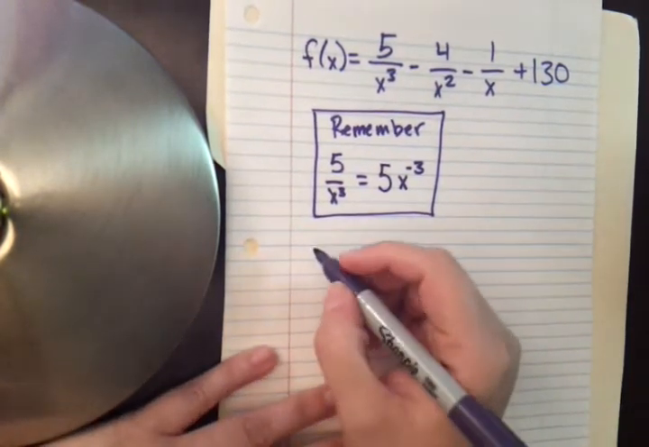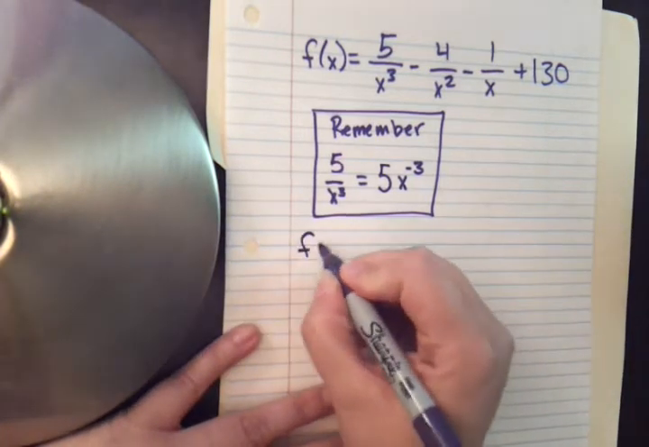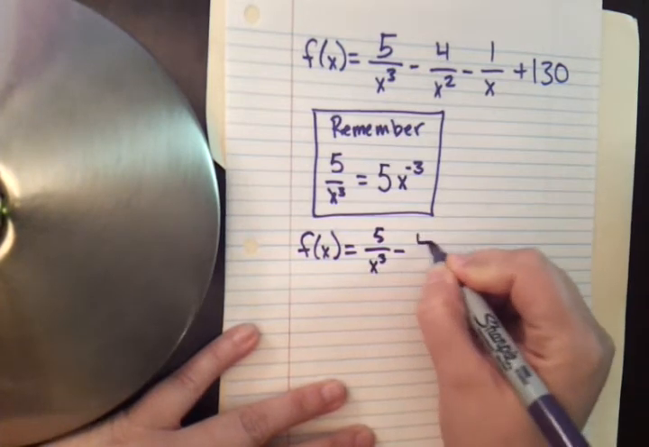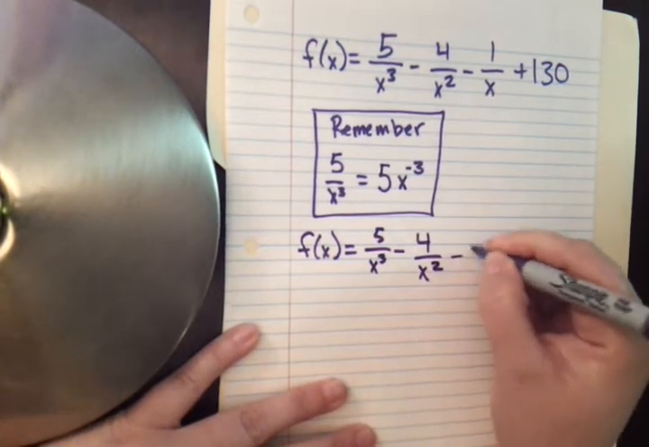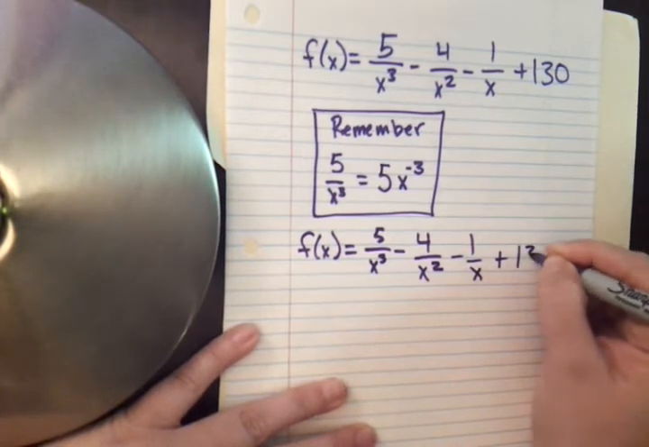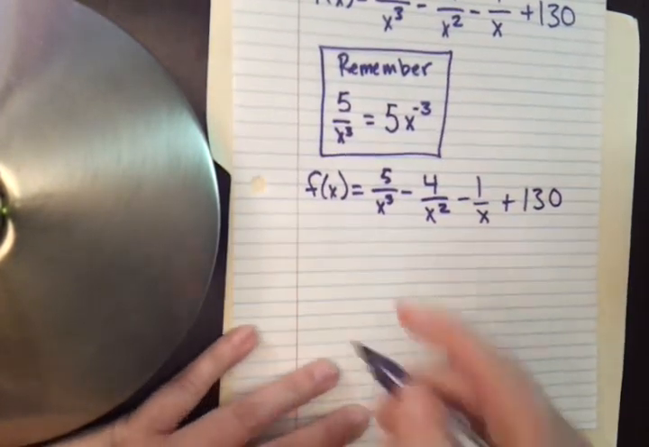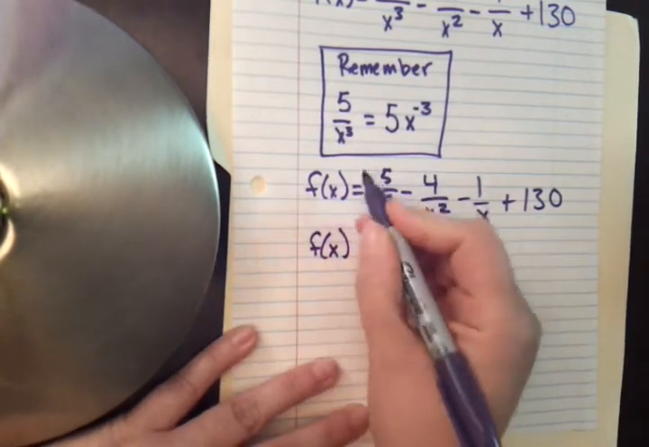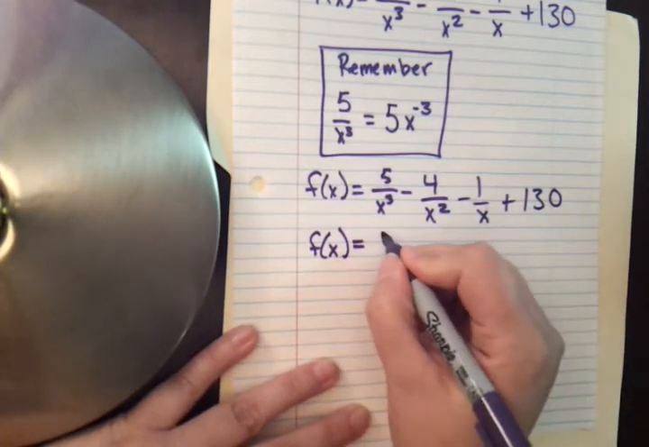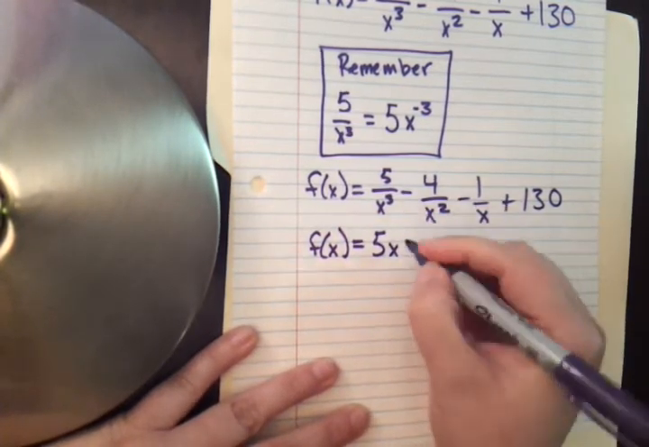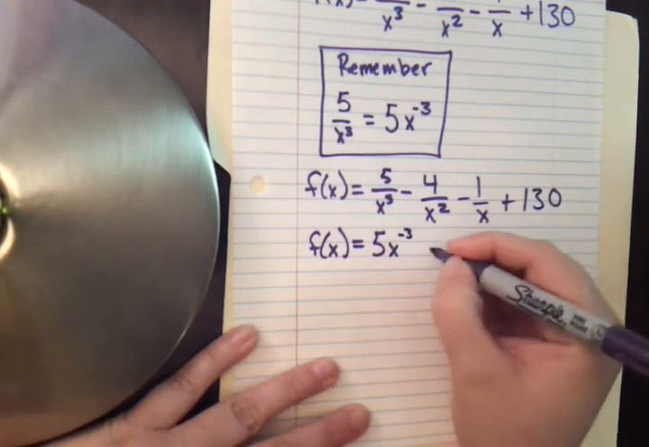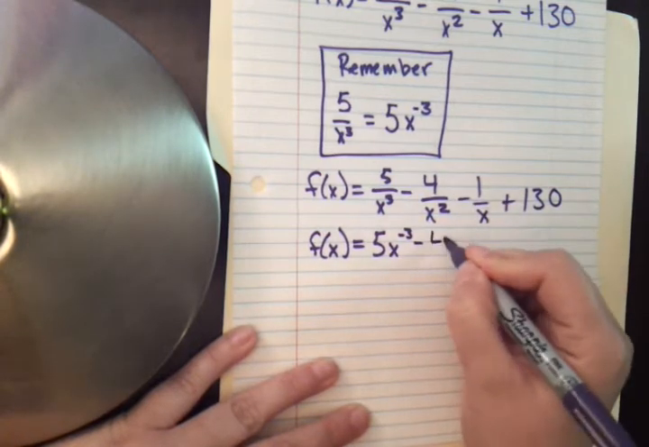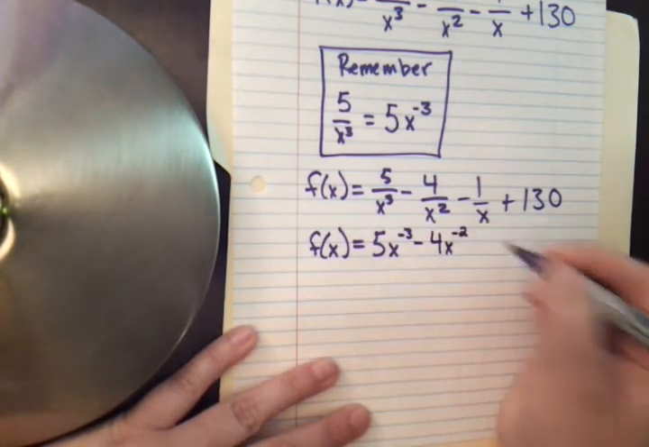So let's do that. We need to apply the chain rule. So we have f of x equals 5 over x cubed minus 4 over x squared minus 1 over x plus 130, and we need to find f prime of x. Well, first let's rewrite f of x. Let's get all of those exponents up out of the denominator. So we just said that 5 over x cubed is the same as 5 times x to the negative 3. 4 over x squared, we're going to bring the x squared up, but change the sign. That will give us 4x to the negative 2.